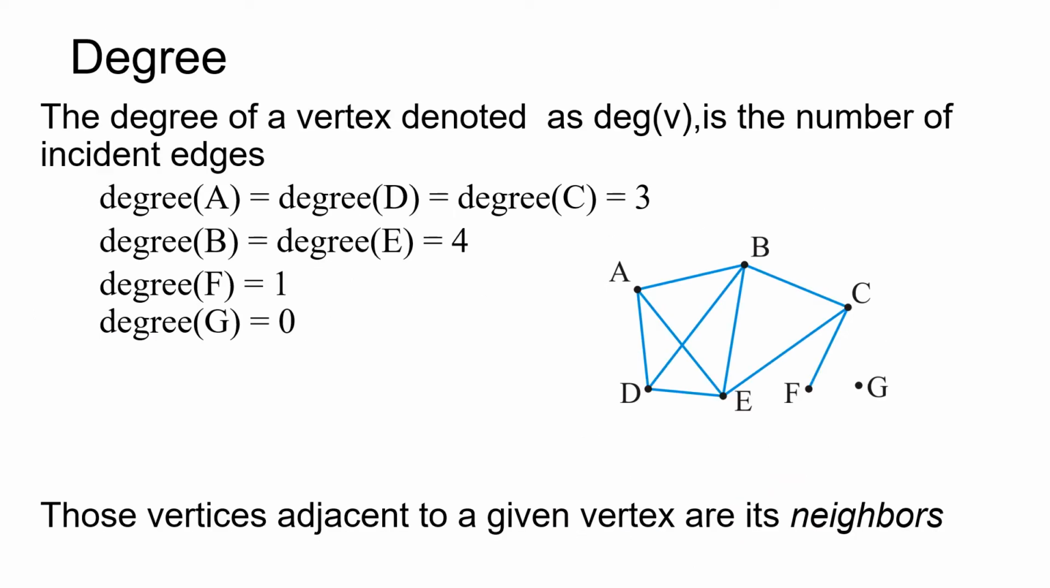Degree of a vertex is denoted as the number of edges which are incident at a vertex. Take for example, in this undirected graph given below, degree of the vertex A is determined by the number of edges incident at A. There are 3 edges incident at A. That means degree of A is 3. Degree of the vertex F is 1 as there is only one edge incident at F. Degree of the vertex G is 0 as there are no edges incident at or starting at G.